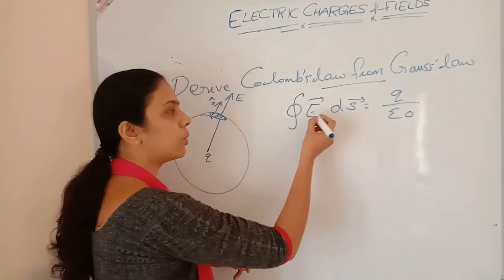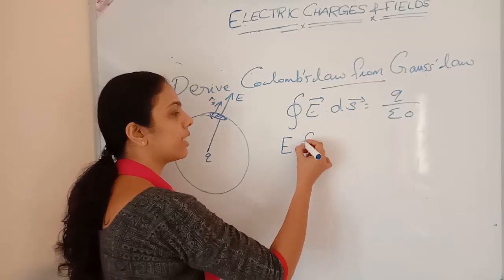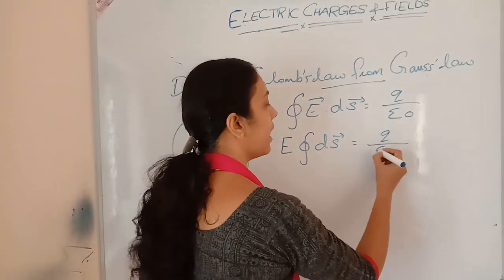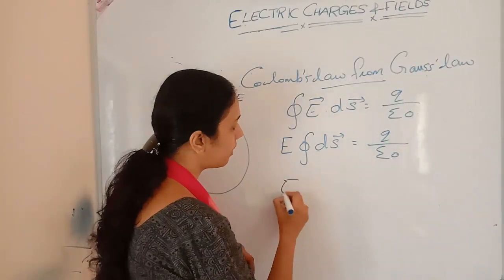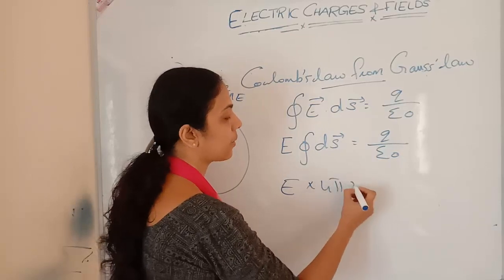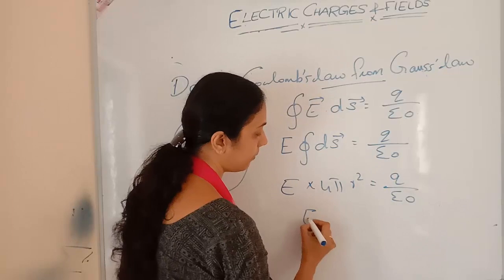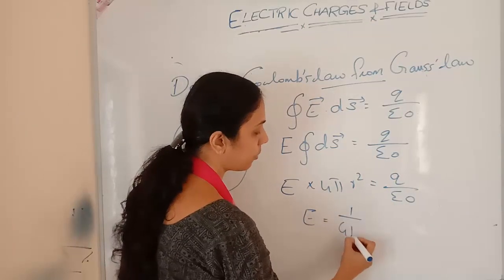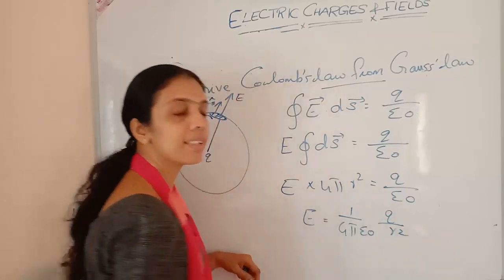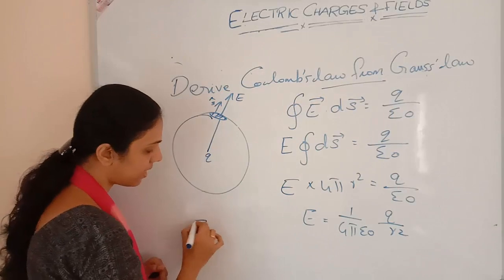Okay, for that, what is E? E into the closed integral dS is equal to q by epsilon 0. So here we are going to find out E, right? E into 4 pi r square equals q by epsilon 0. Therefore E we will get as 1 by 4 pi epsilon 0 q by r square. This is E.